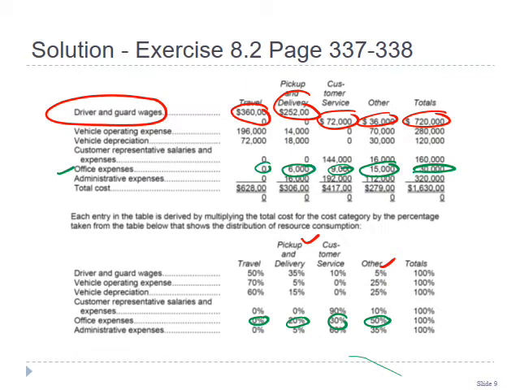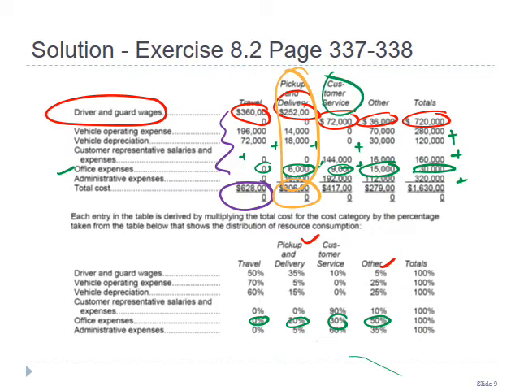So at the end you just add all the values and you find out activity cost pools, right? So how much is the activity cost pool for travel? You add all, answer is 628,000. How much is the activity cost pool for pickup and delivery? Totaled here 306,000. Customer services totaled 417,000. Others 279,000, right?